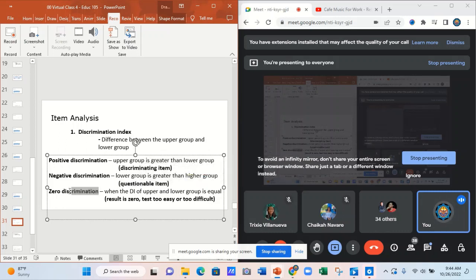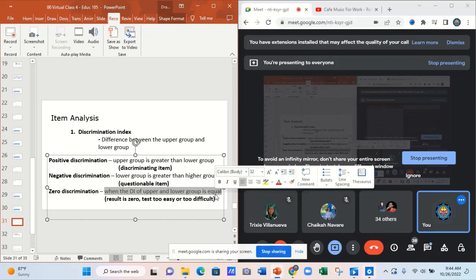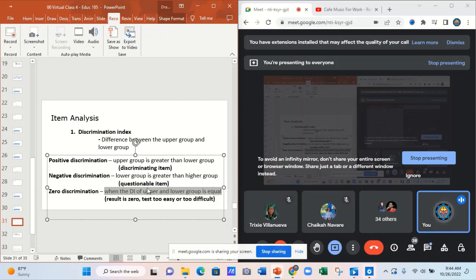Now, when we say zero discrimination, this happens when the difficulty index of the upper and lower group is equal. Okay, meaning the discrimination index of the upper group is the same as the discrimination index of the lower group. And we cannot accept that either, because zero discrimination means the index is zero.